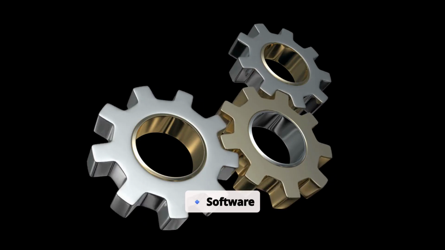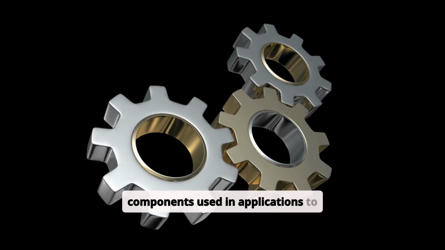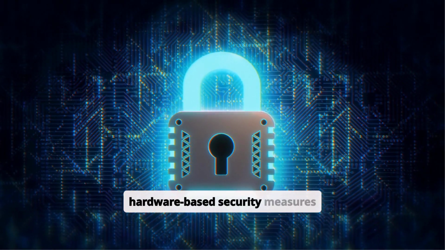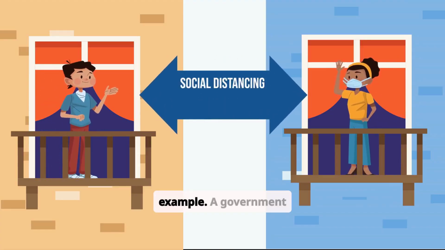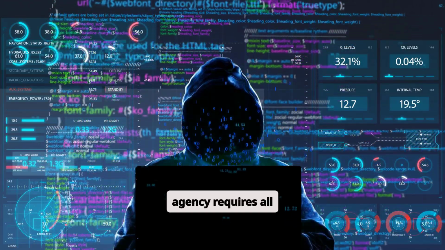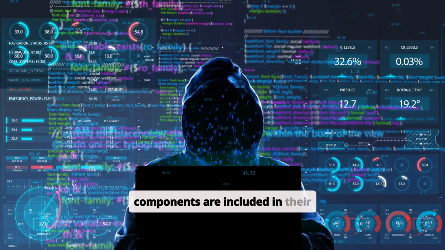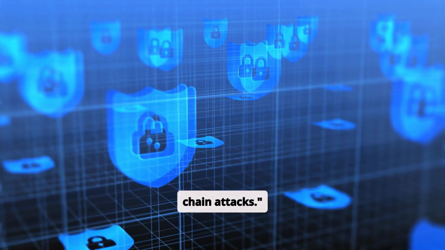Software Bill of Materials, SBOM: a list of software components used in applications to track vulnerabilities. Silicon Root of Trust: using hardware-based security measures to detect unauthorized modifications. Here's an example. A government agency requires all software vendors to provide an SBOM to ensure no malicious components are included in their applications. This helps prevent software supply chain attacks.